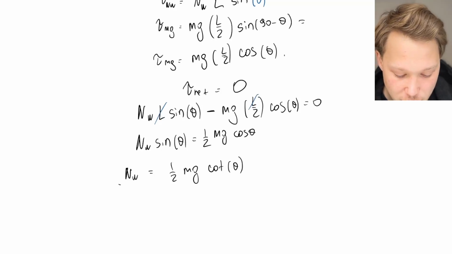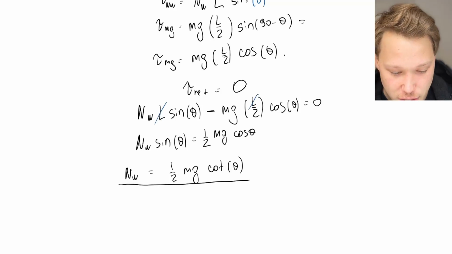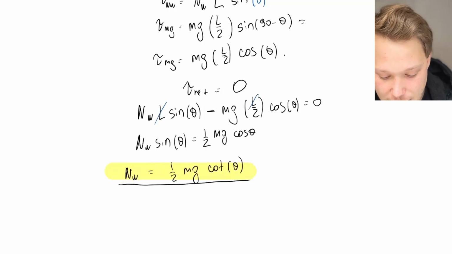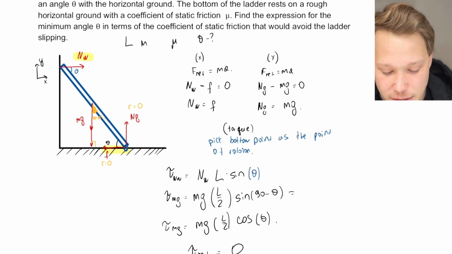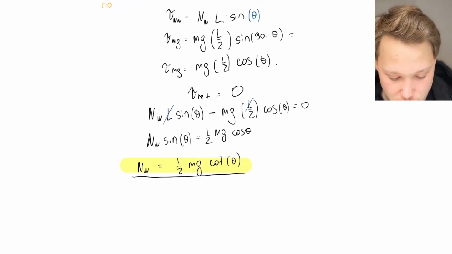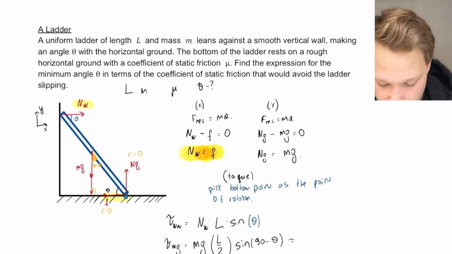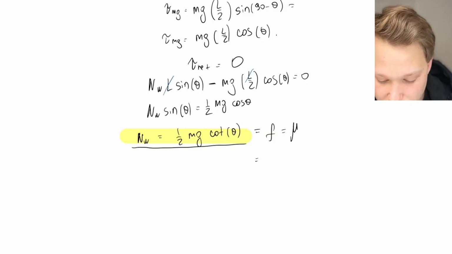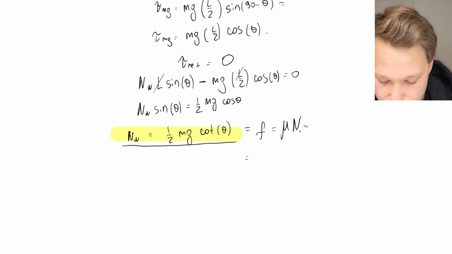So I just found my normal force, but what I needed to find was the angle, right, in terms of coefficient of friction. So how can I relate it? Let's come back to these equations because we haven't actually used them yet, right? We have this equation right here that the normal force from the wall is equal to the frictional force. So let's set this equal to the frictional force. And the frictional force, as we know, the formula is mu times n. And in this case, n of the ground is mg.